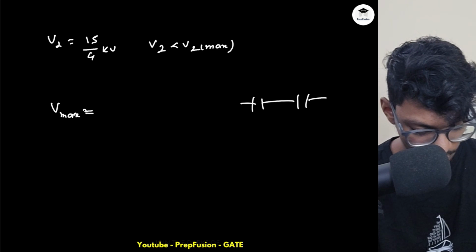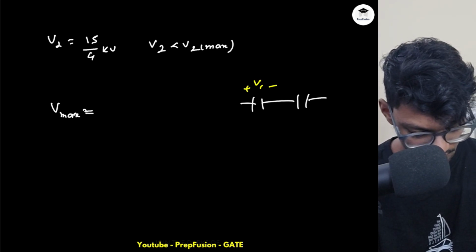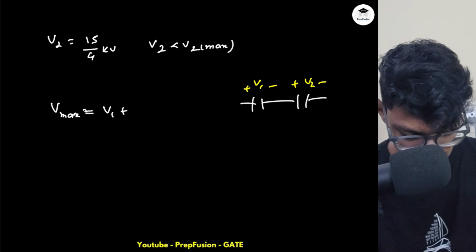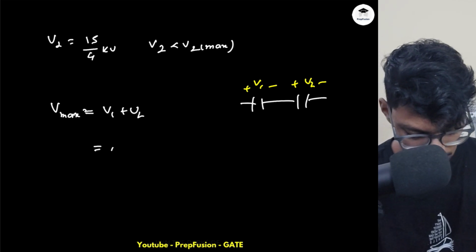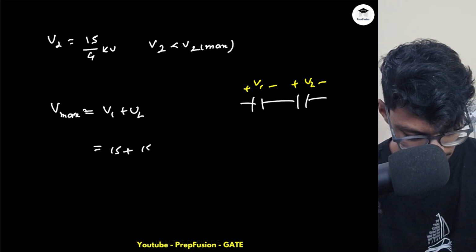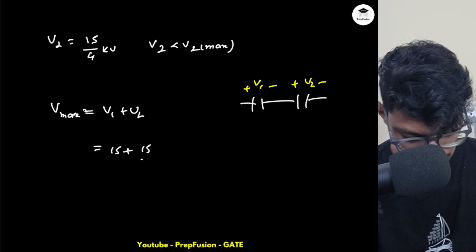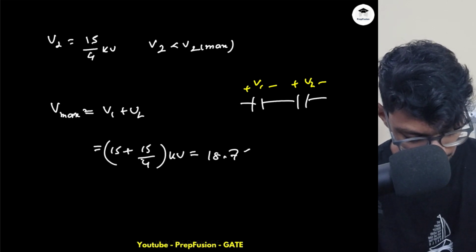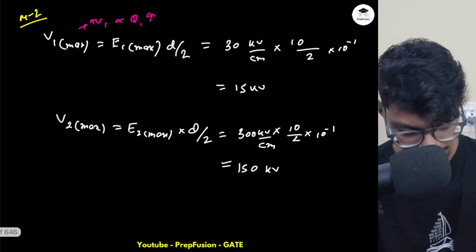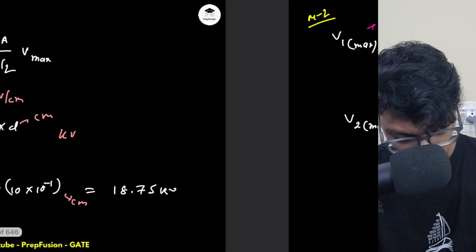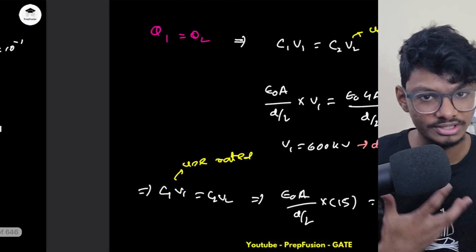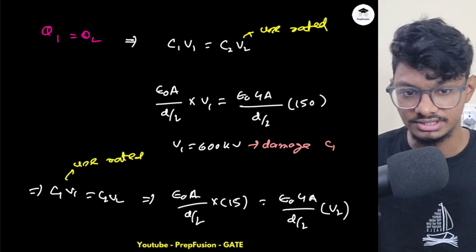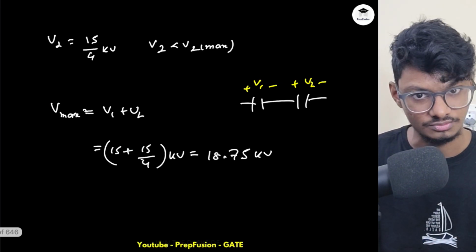In series, what happens? The potential gets simply added. It is V1 and V2. So V1 plus V2. So it will be 15 plus 15 by 4 kilovolts, which is 18.75 kilovolts, which is the same result that we got here as well. So two ways you can do, either this way or that way, whichever one is suitable. For this case, I think this one is more suitable. Okay, for a few other cases, that one may be suitable in terms of charges, whichever is given.